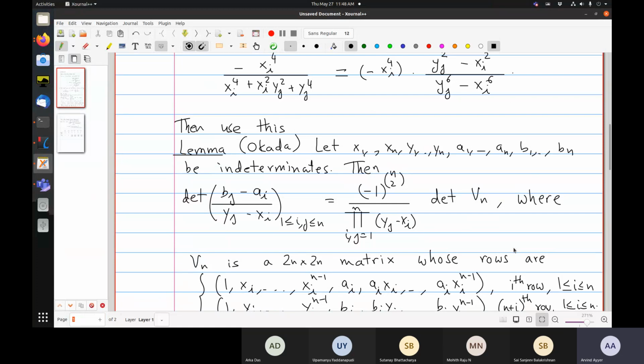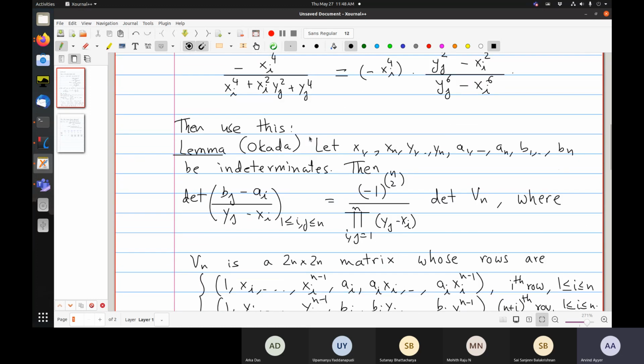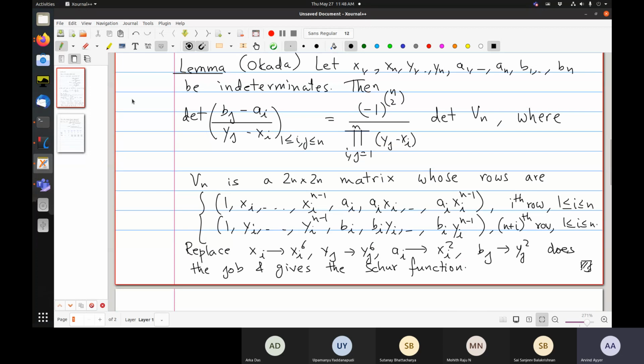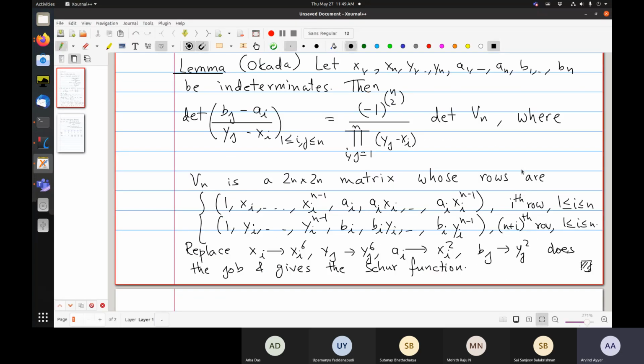Okay, but I'm not going into it because I just want to sketch the idea. Are there any questions about the proof? So this lemma is also useful for proving many other character identities, as I mentioned, relating partition functions of symmetric classes of ASMs and other classical characters.